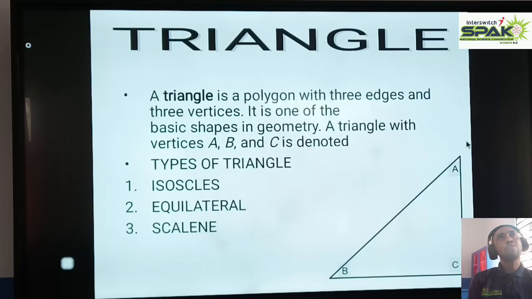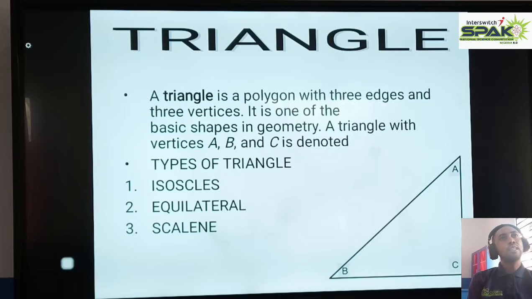So after the rhombus, we now move to triangle. What is a triangle? A triangle is a polygon with 3 edges and 3 vertices. It is one of the basic shapes in geometry. A triangle with vertices A, B, C is denoted ABC. You can see example of a triangle here. So that is triangle ABC of angle A, angle B, and angle C.